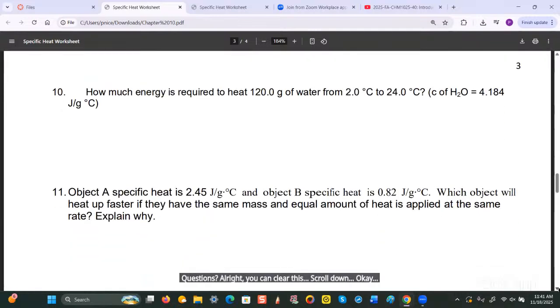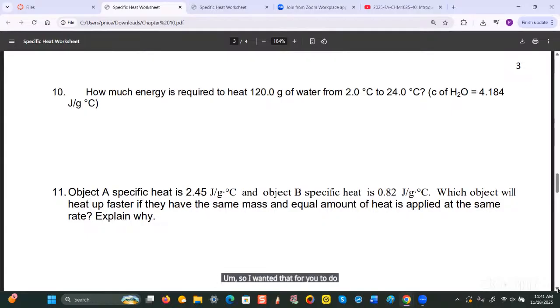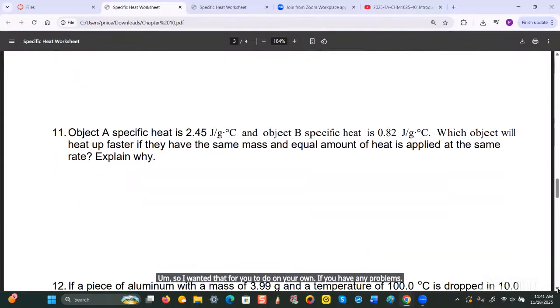All right, I'm going to skip number 10. You guys should be able to do number 10, so I'm going to leave that for you to do on your own. If you have any problems, let me know. But let's look at number 11.